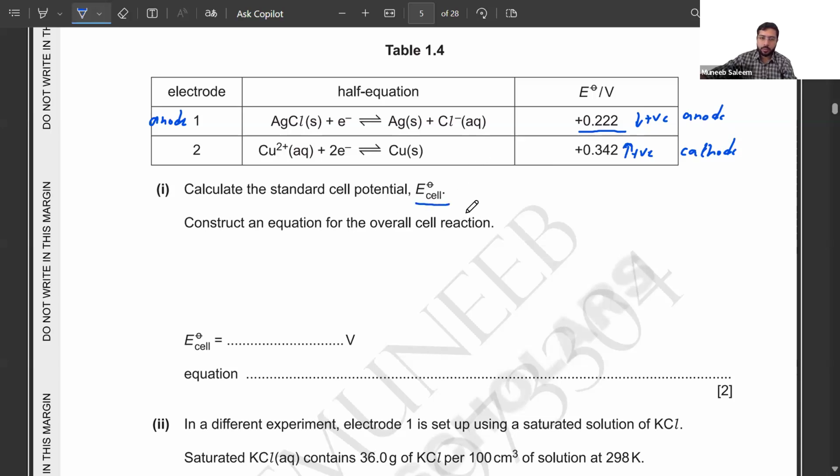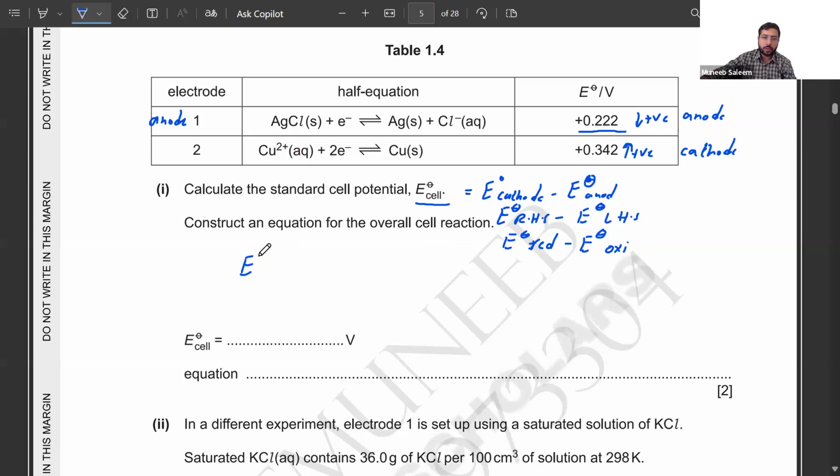Which means we will now use these values and the equation for E naught cell, which you know as E naught of cathode minus E naught of the anode, or you can also write E of the right hand side minus E naught of the left hand side, or E naught of the reduction minus E naught of the oxidation. All of these formulas are applied here, so I'm just going to use any one of these, as they will give me the same answer.